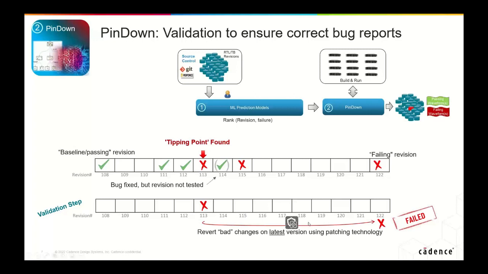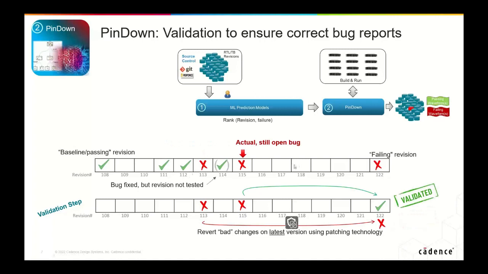It could have been that the prediction was actually fantastic. It did contain a bug after all, but this bug has been fixed, so it's not the reason why the test is still failing. So then Pindown continues and will try instead to validate 115 in this scenario, and that succeeds.